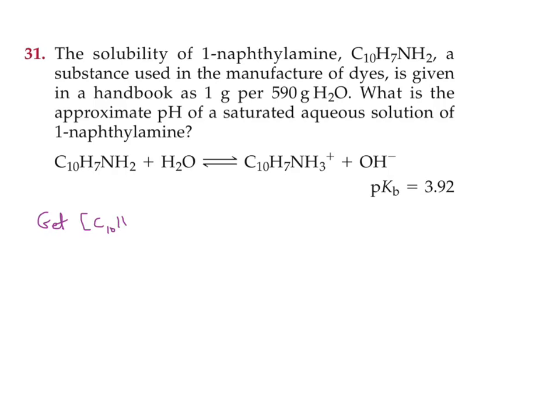Next one. The catch here, I guess, is they give you the saturation amount of this particular weak base in grams of solute per 590 grams of solvent, which is water. So you're going to have to break out those Chem 1 skills and convert that into moles per liter. My hint is you're going to have to use the density of water. Go with 1.0 grams per milliliter. Okay, so you'll get that from the saturation information.